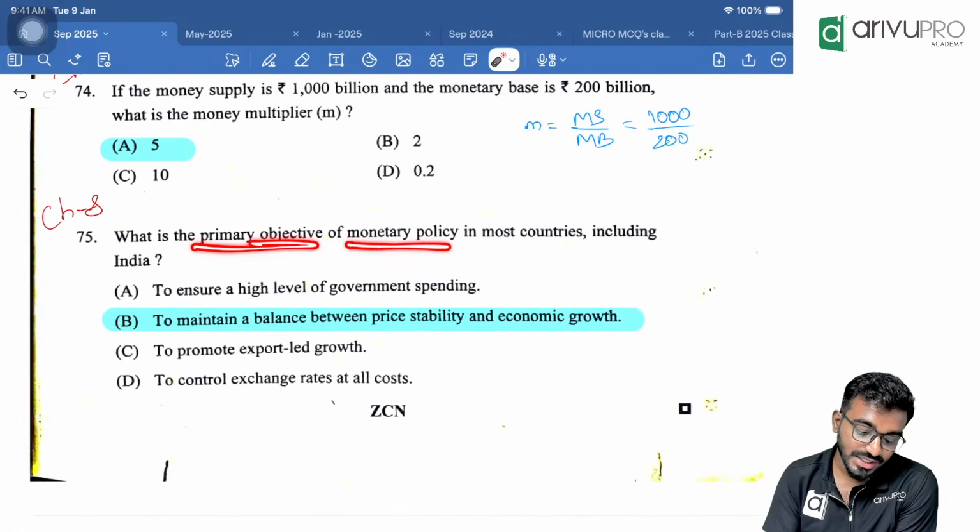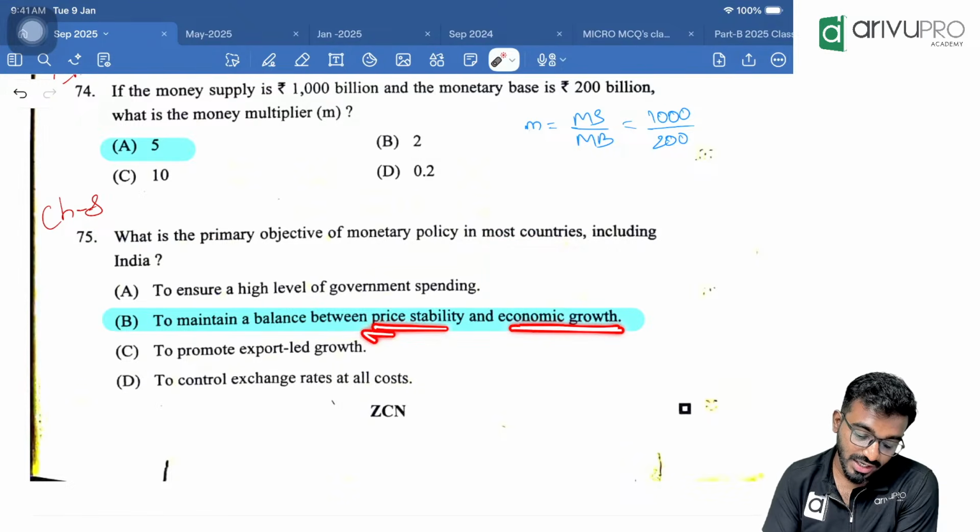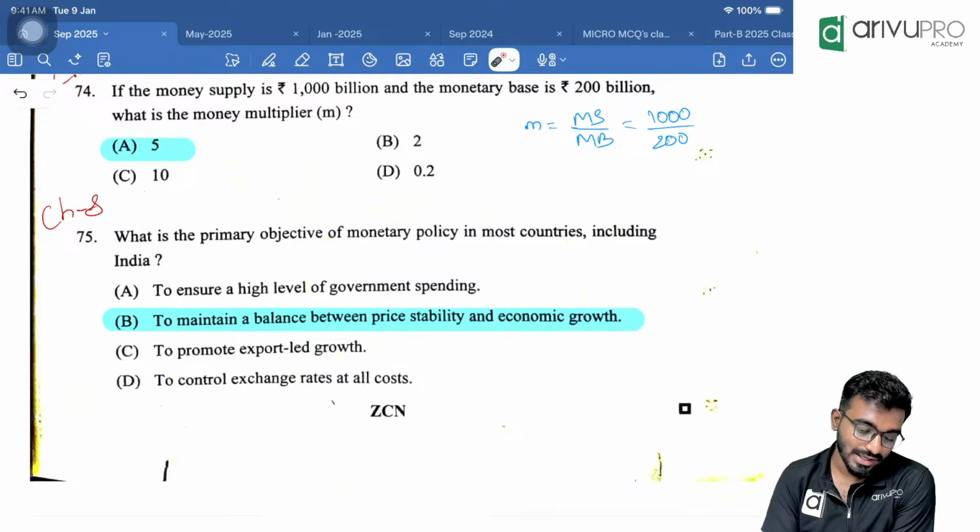What is the primary objective of monetary policy in most countries? Price stability and economic growth rate. Inflation targeting was added later.